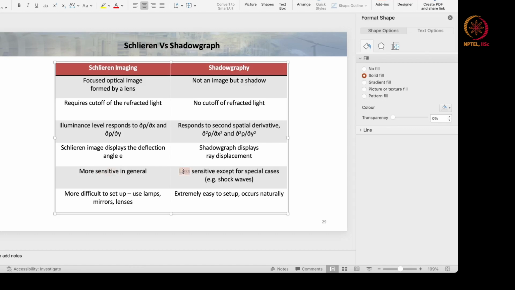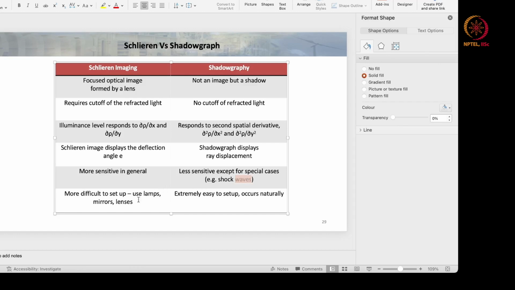Shadowgraphy is less sensitive, except for very special cases like shock waves, because, as I told you earlier, it is dependent on the second derivative, so you need the gradient of the refractive index to vary very sharply, which is the case in shocks. Therefore, it is more sensitive to those kinds of features rather than where the density change is more gradual and the second order change is much less sharp. So shadowgraphy does a very good job in shock cases.